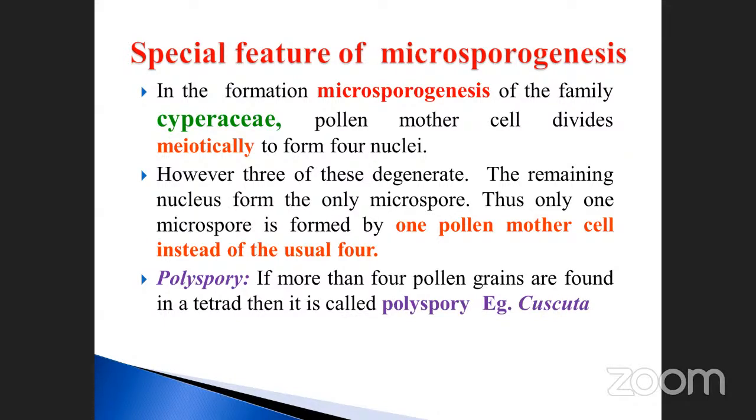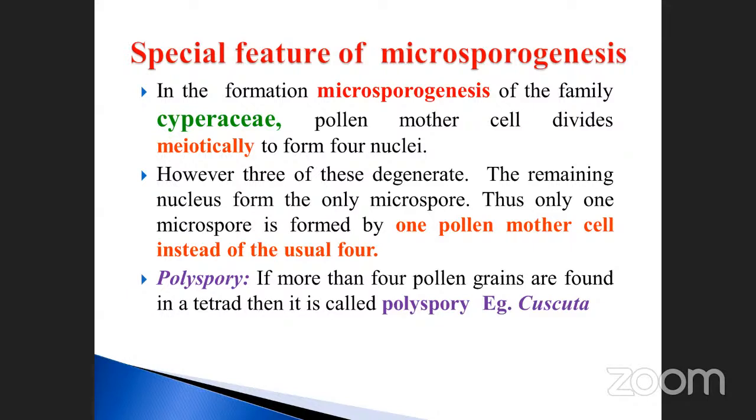See here. In the microsporogenesis of the family Cyperaceae, the pollen mother cells divide meiotically to form 4 nuclei. Normally, the pollen mother cell contains only one nucleus. It will undergo meiosis, and you will get 4 nuclei. Okay, that is the first thing.